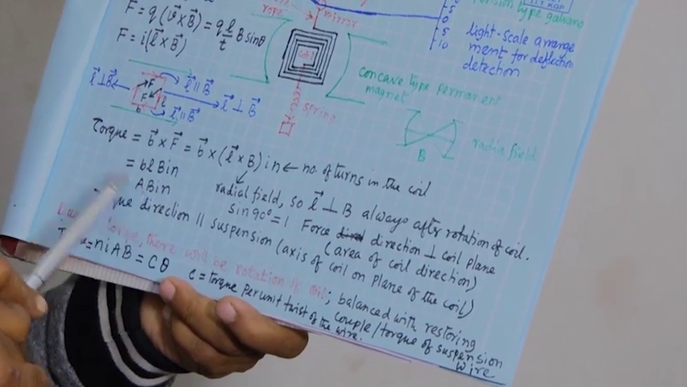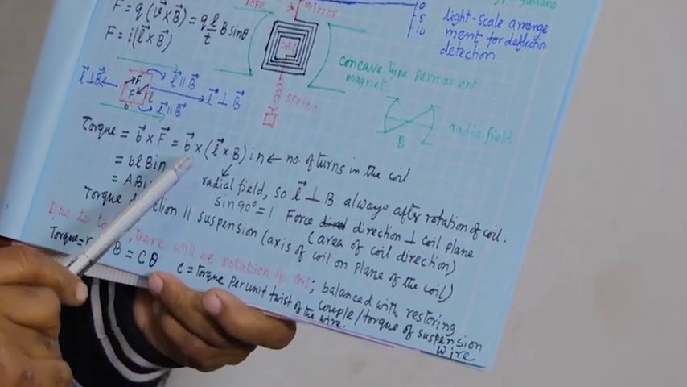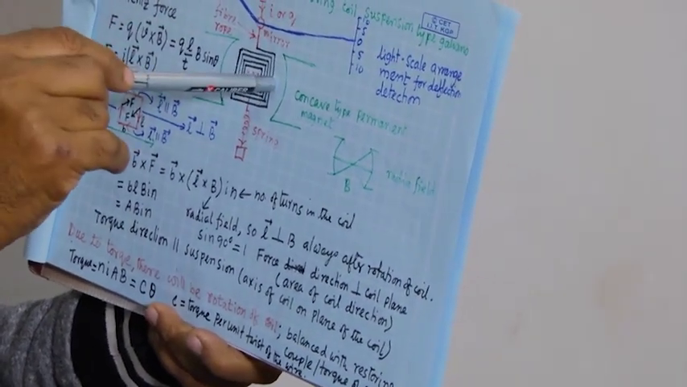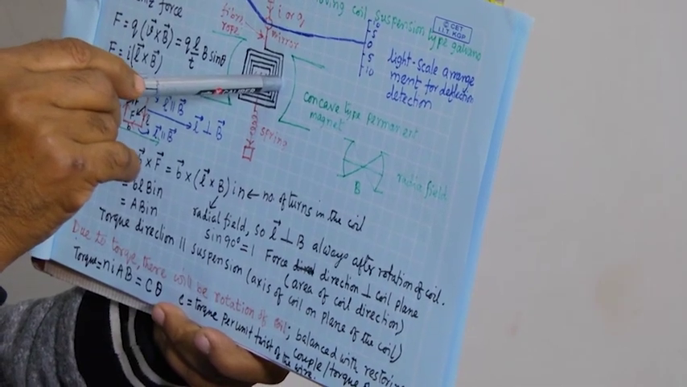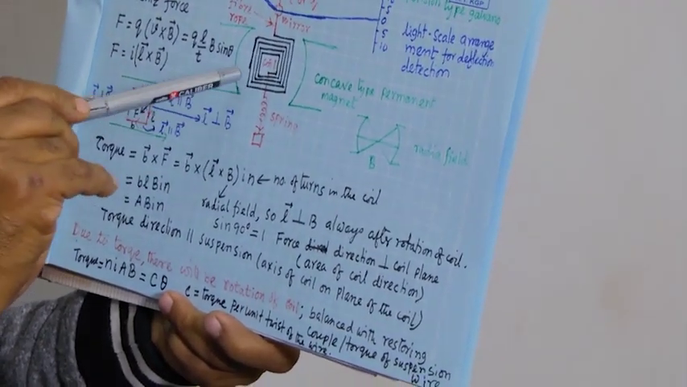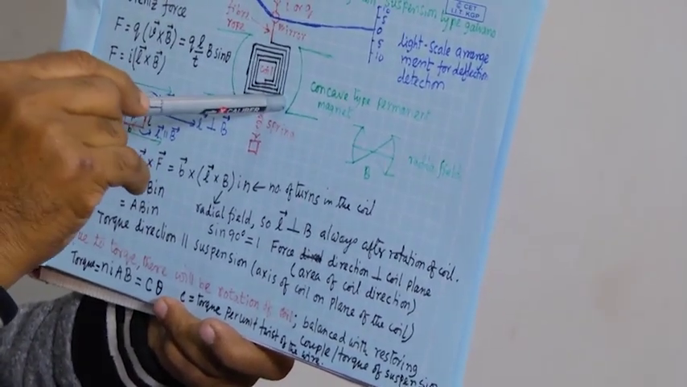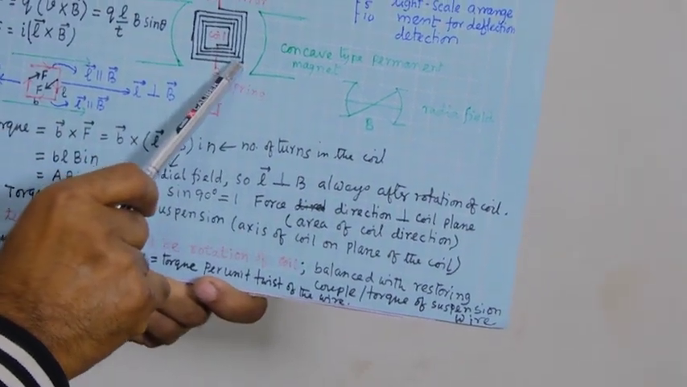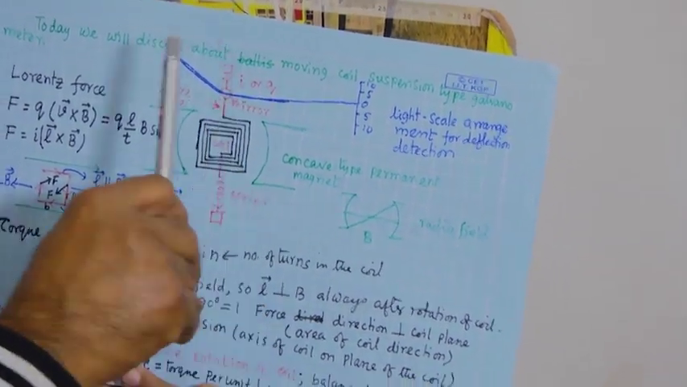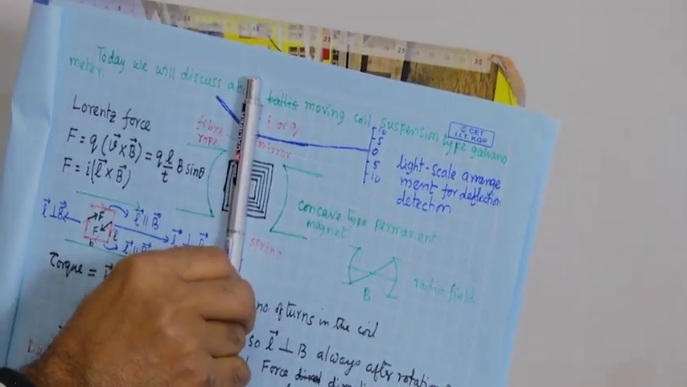And then what will be the direction of the torque, because these are all cross products. You can find out the direction of the torque. The direction of the force is this, perpendicular to the plane of this paper. Now cross B. B is this direction, and the force direction is this. So the torque direction will be the third direction, right? Third direction is this one, because force is this direction, B is this direction, so the third direction is this. So this is the direction of the coil rotation, this torque.